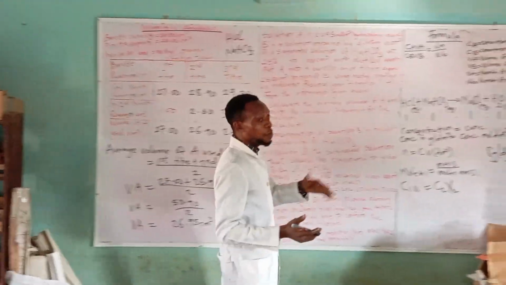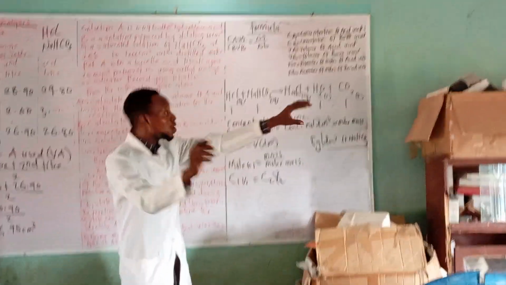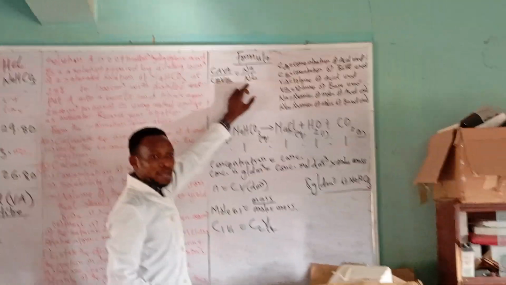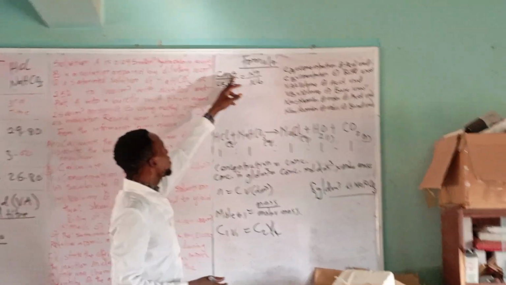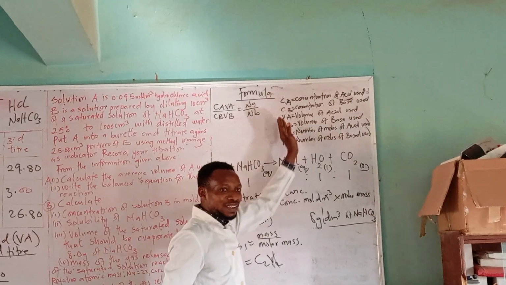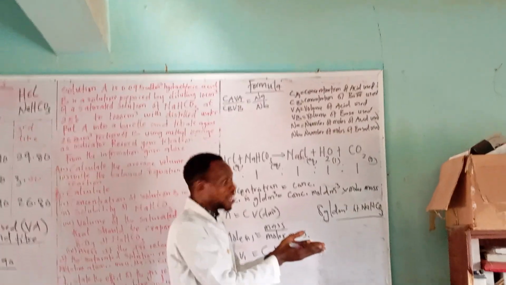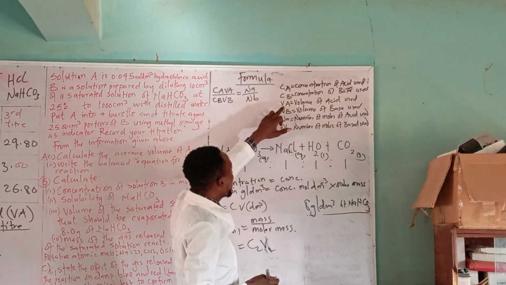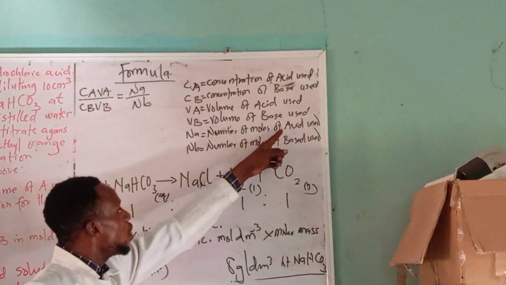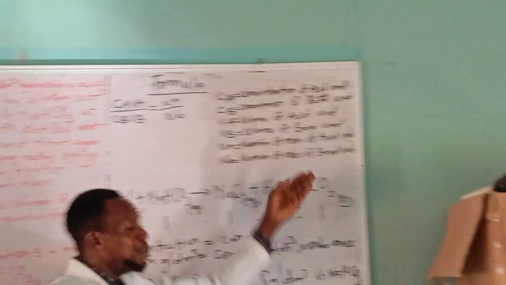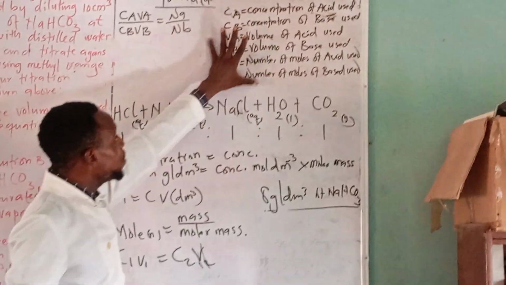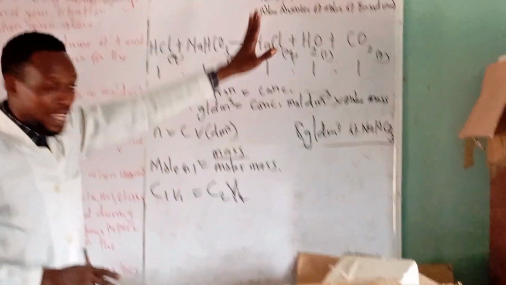So we have different kinds of formulas that we're going to be using to do our calculations. We are used to having CAVA over CBVB equals NA over NB. The examiner wants to know what is CA, what is VA, what is CB, what is VB. Our CA is concentration of acid used. Write it out. Just create a part in your booklet. So our CB is concentration of base used. Our VA is volume of acid used, while VB is volume of base used. Our NA, number of moles of acid used, while NB, number of moles of base used. Anywhere you write CAVA or NANB and VAVB, they will know that you've told them already. That is the meaning.